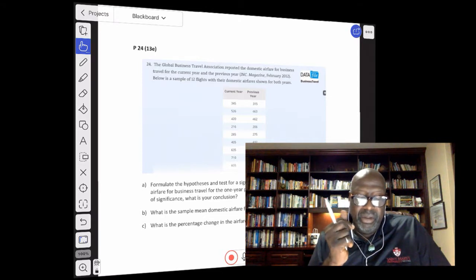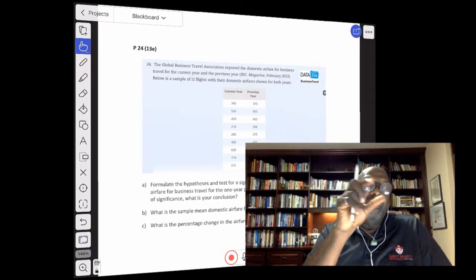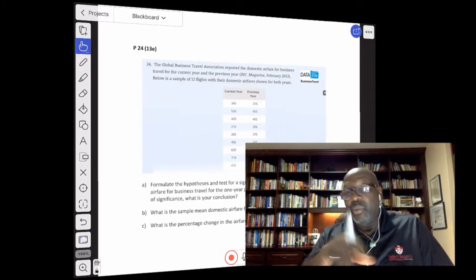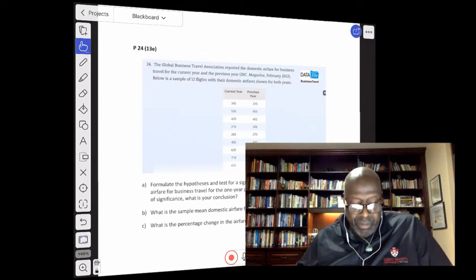Now remember, the association is reporting the 2 years, and somehow they believe that there might be an increase. So we have a sample of 12 flights for the before and after, and we have the values from before and after. So we have repeated measures. We are asked to formulate the hypotheses.